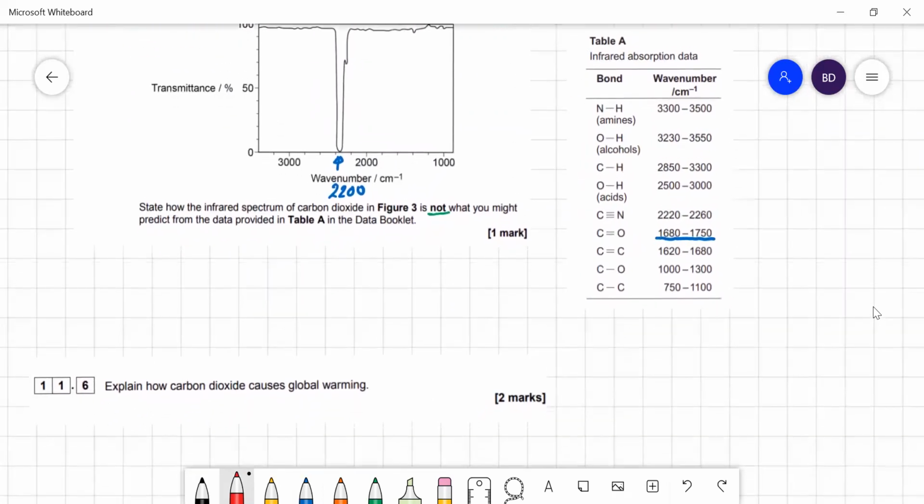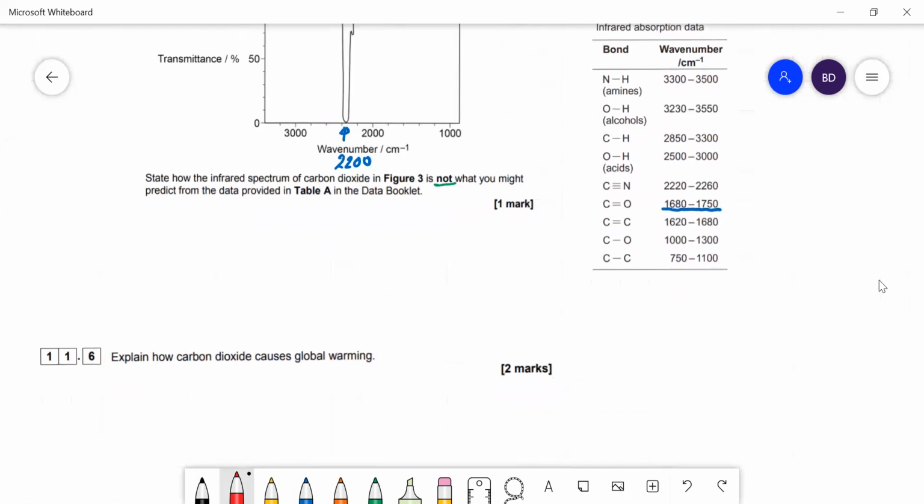Explain how carbon dioxide causes global warming. Okay, it absorbs energy from infrared radiation. And then this energy is transferred to surrounding molecules.